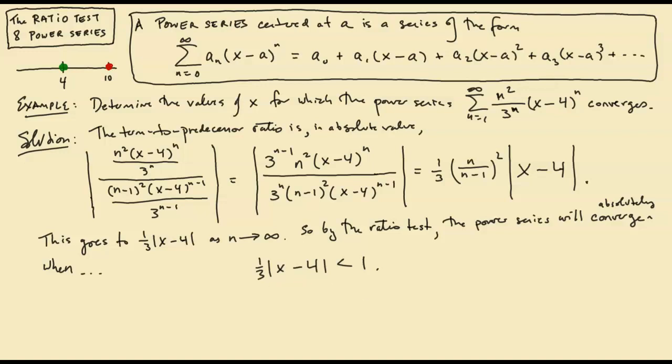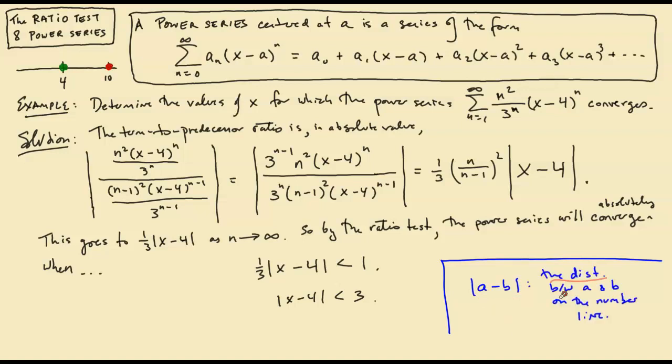Well, that's easier to see if I isolate the absolute value on one side of the inequality. So multiply both sides by 3 so that we get this. That's much easier to understand. You just have to remember something important about absolute values. How do you interpret something like a minus b in absolute value? Well, that just refers to the distance between a and b on the number line. I'll leave it to you to verify that for yourself if you're not already familiar with it.